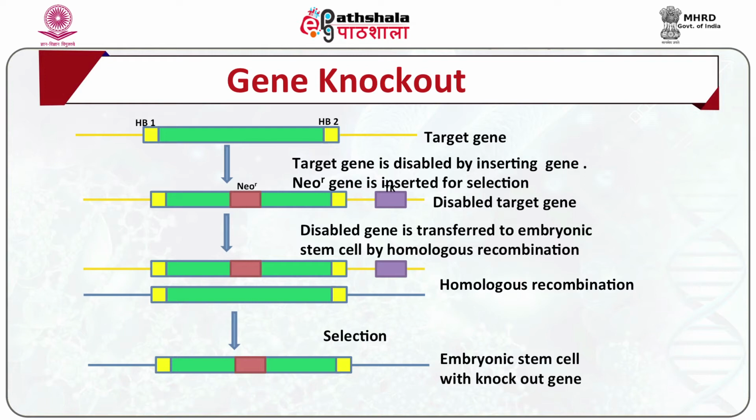The embryonic stem cells containing disrupted genes are selected by the positive-negative selection method. These embryonic stem cells are used for transgenesis. This process of disruption of the function of a normal gene is called gene knockout. The purpose of gene knockout is to determine the developmental and physiological consequences of inactivating a gene.